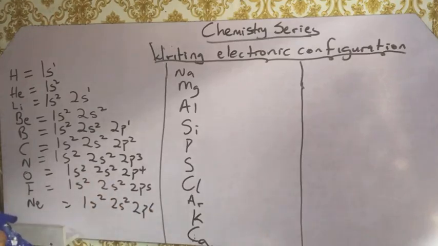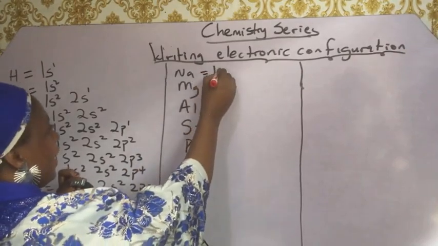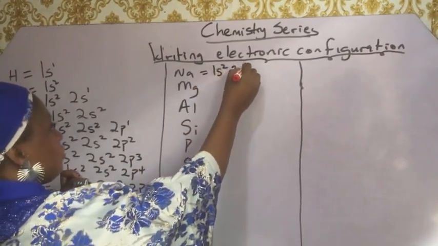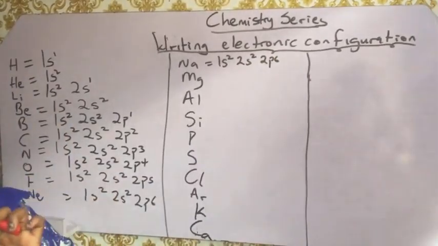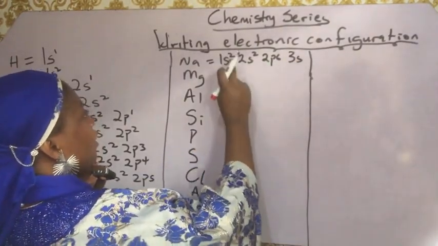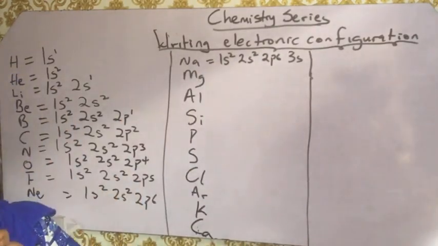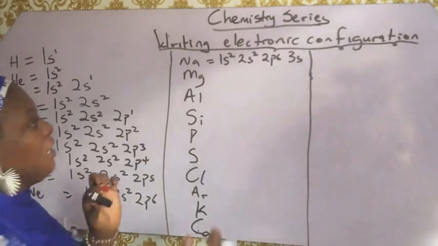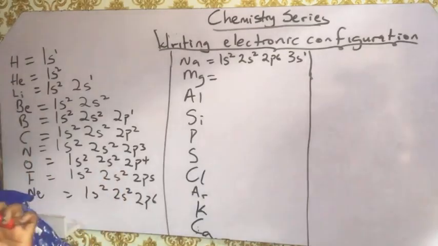Then sodium. Sodium has 11 electrons, so you have 1s2, 2s2, 2p6. You can see the p orbital is filled up. So you move on to the next energy level, which is 3s. Then 2 plus 2, 4, 4 plus 6 is 10. Remember, sodium has 11 electrons. That is 11 minus 10. That is 3s1.